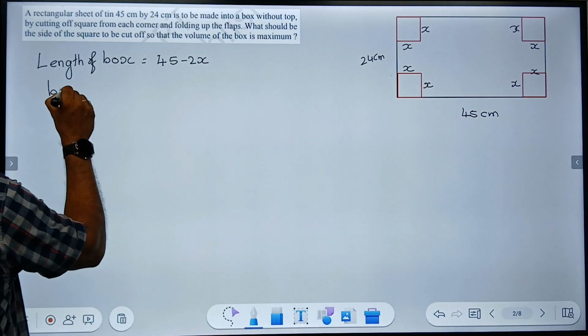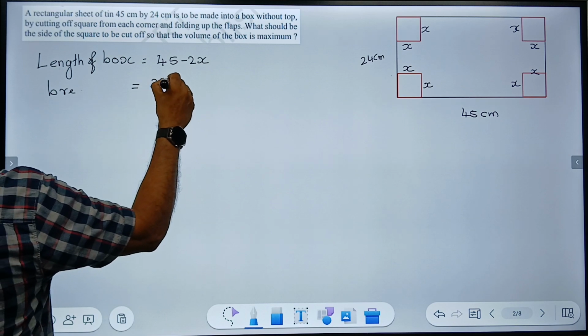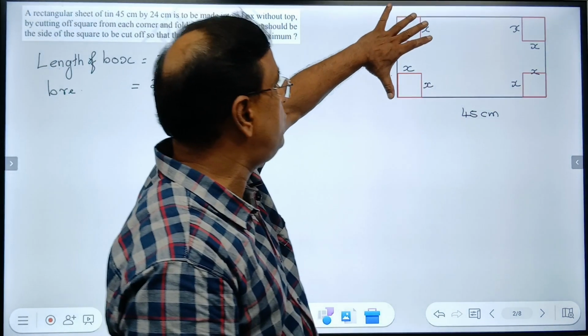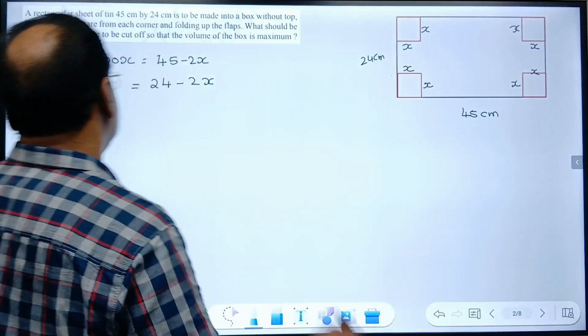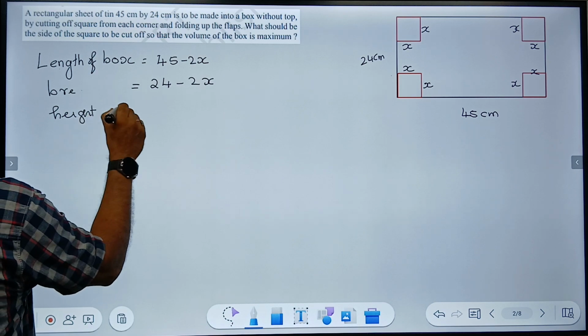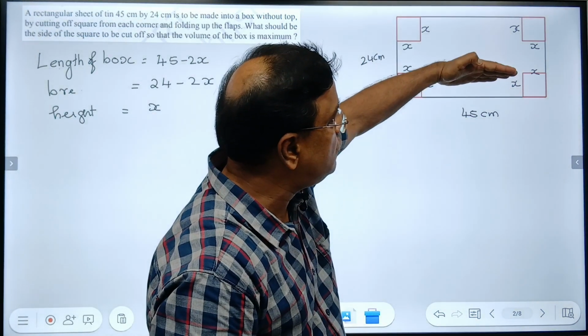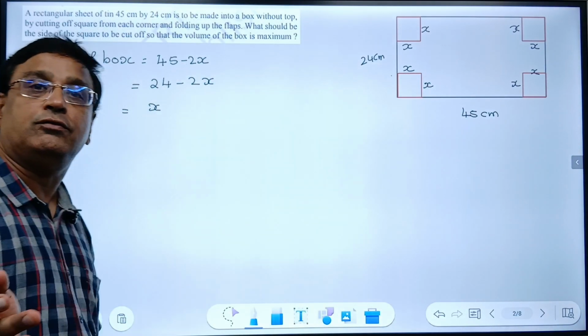What is the breadth of the box? The breadth of the box will be 24 minus 2x. Why is it 24 minus 2x? It's 24, x on this side and x on the other side, so 24 minus 2x. What is the height of the box? The height of the box will be x, because this is the flap that is folded and the width of the flap is x, so that will become the height of the box.